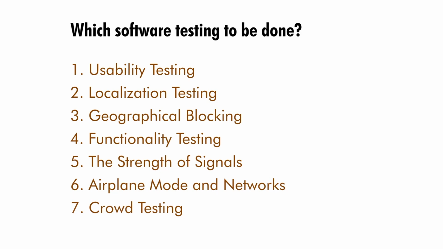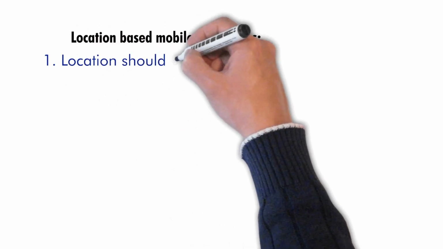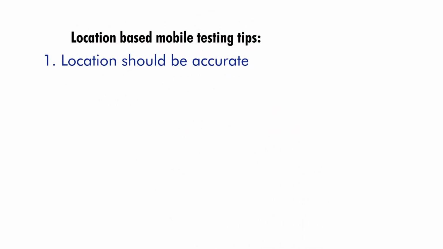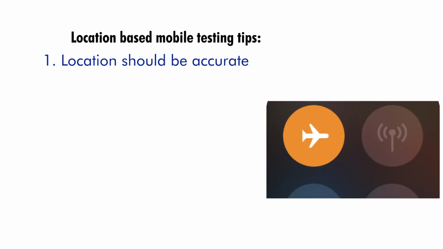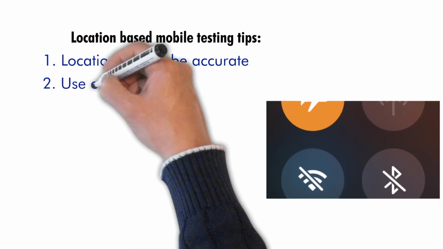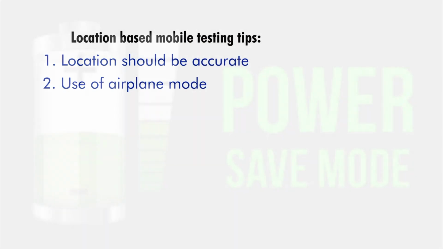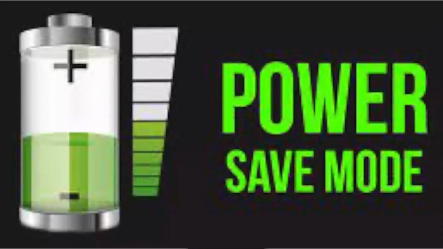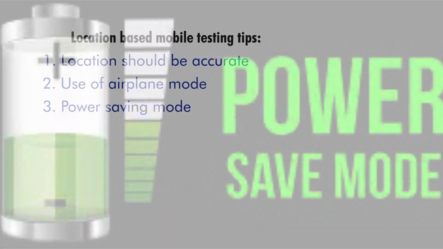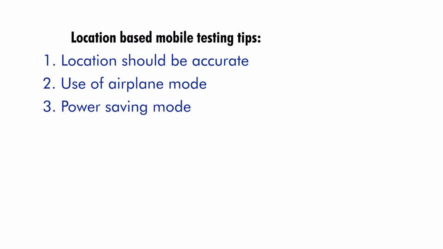Now let's see some location-based mobile testing tips. When you test your app, make sure that your displayed location is accurate. A difference of even 100 meters can make your app look unreliable to users. Test location features by keeping your device in airplane mode. Some devices have a power saving mode. This may affect the GPS. So check your app behavior when your power saving mode is on.